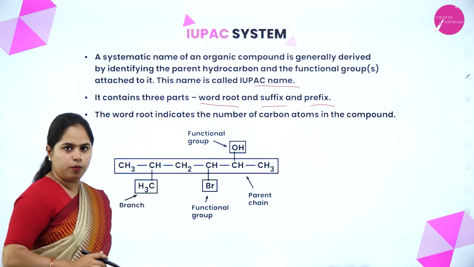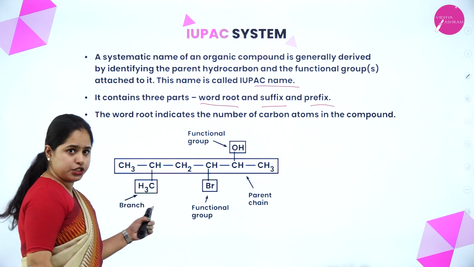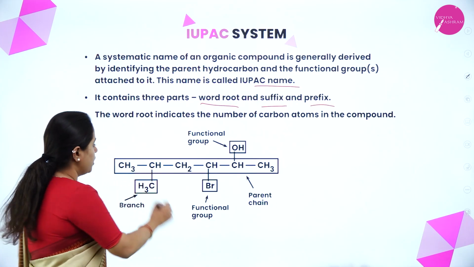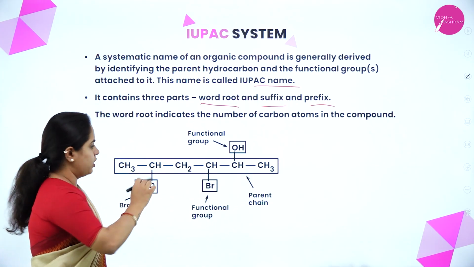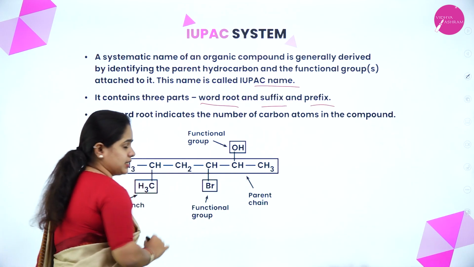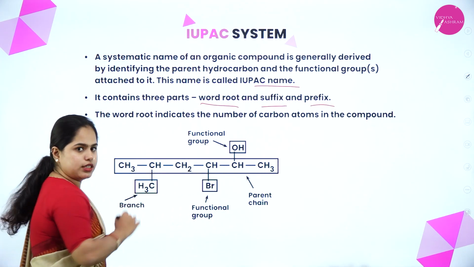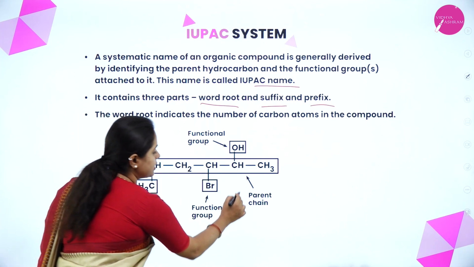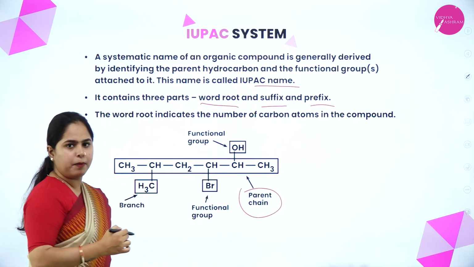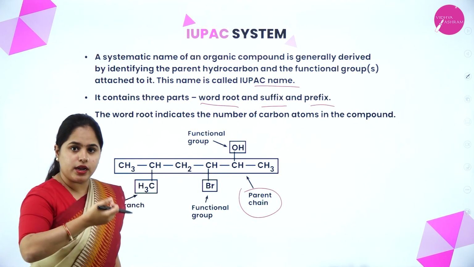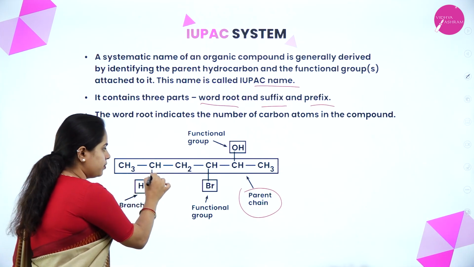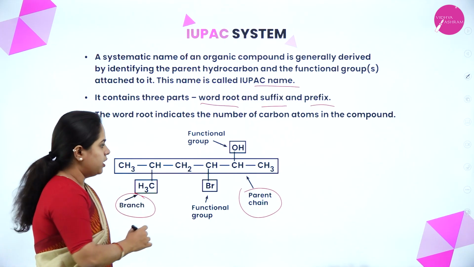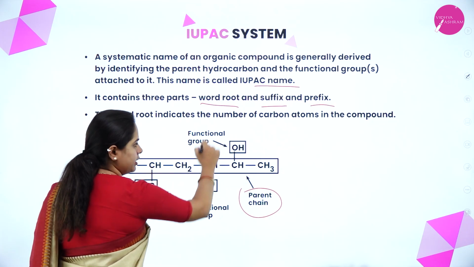This is an organic compound given as CH3, CH3, CH2, CHBr, CHOH and CH3. As you can see, the longest chain here has 1, 2, 3, 4, 5, 6 carbon atoms. So this is the longest chain, and that chain is called the parent chain. This whole is called the parent chain. Now in the parent chain, you are able to see certain branches. From this CH, there is a CH3 present here. So this is a branch. Now this is another branch, and this is another branch.